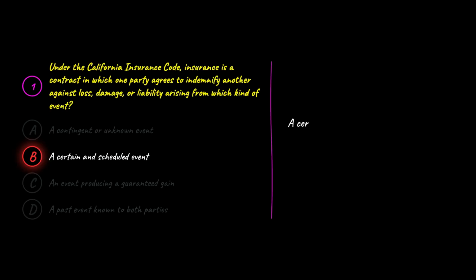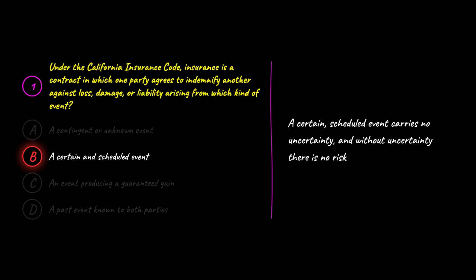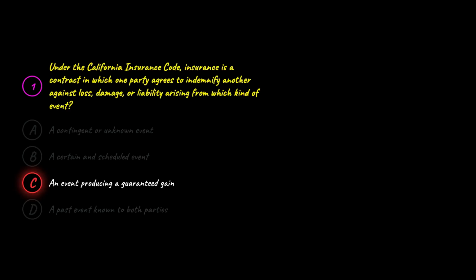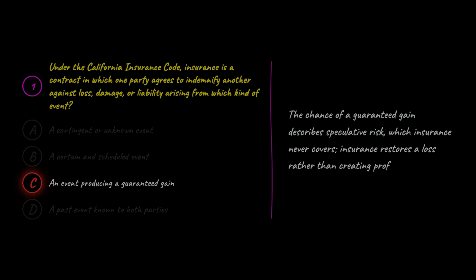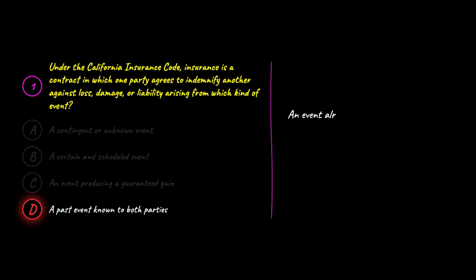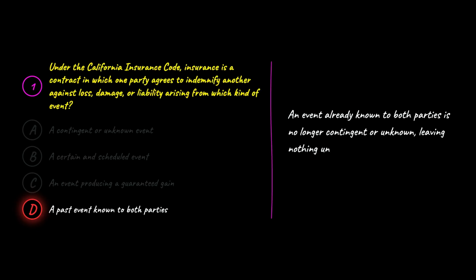B is wrong because a certain scheduled event carries no uncertainty, and without uncertainty there is no risk for an insurer to assume. C is wrong because the chance of a guaranteed gain describes speculative risk, which insurance never covers. Insurance restores a loss rather than creating profit. D is wrong because an event already known to both parties is no longer contingent or unknown, leaving nothing uncertain to insure under the statute.